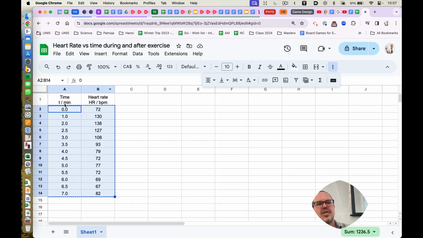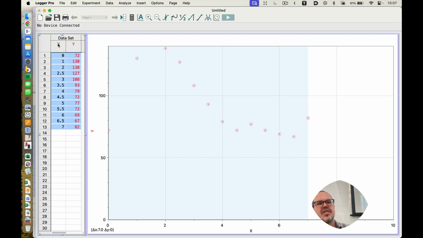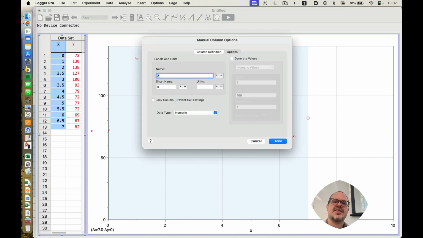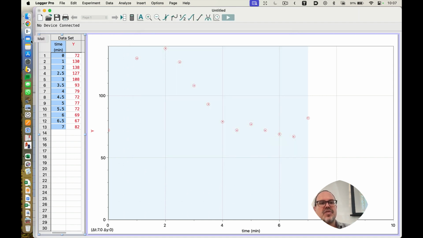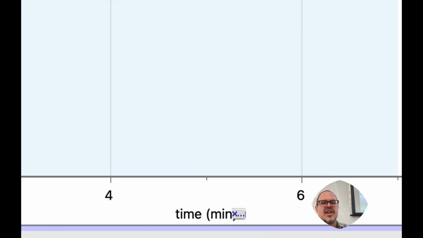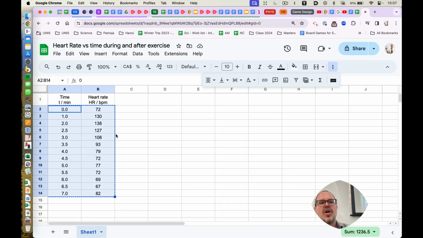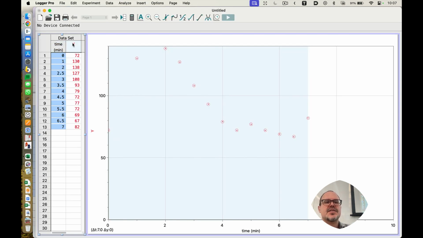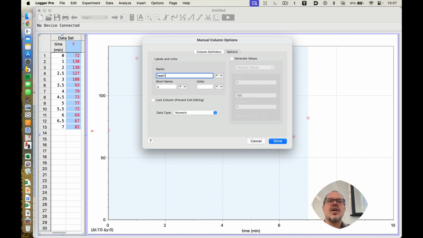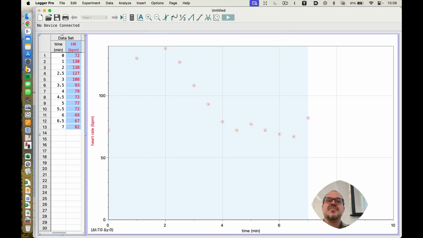Then my X is time. I'm going to double click on X. This is time, short name T as a symbol, and my units are min for minutes. It goes there, and because Logger Pro is awesome, it's down there too. My Y is heart rate. The suggested symbol was HR, and the units are beats per minute, BPM.